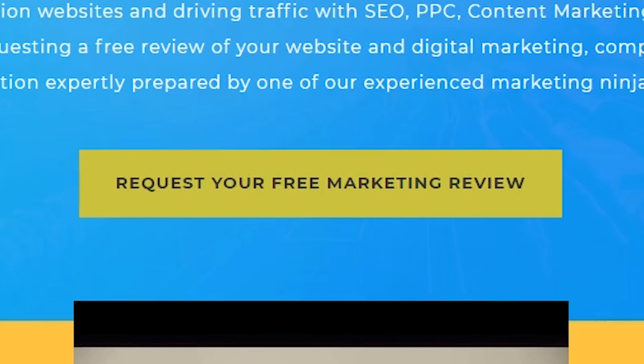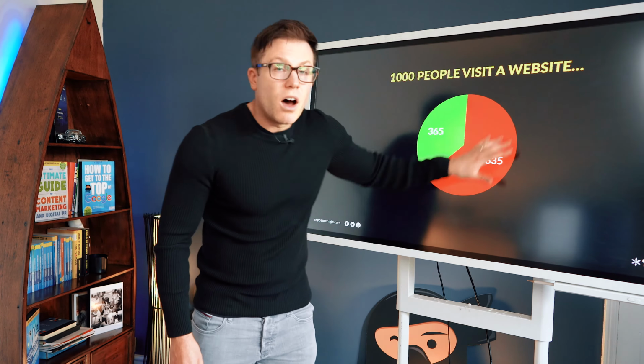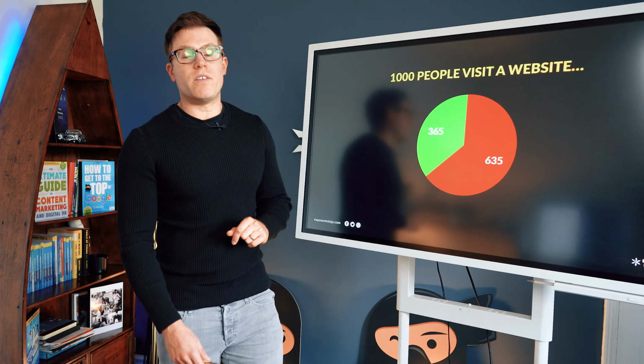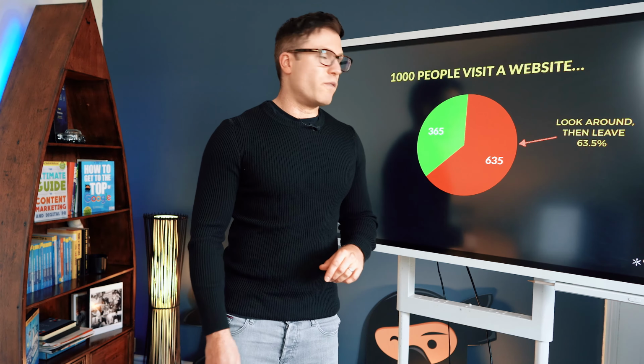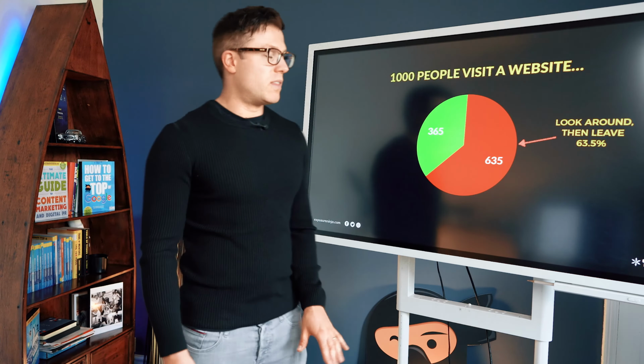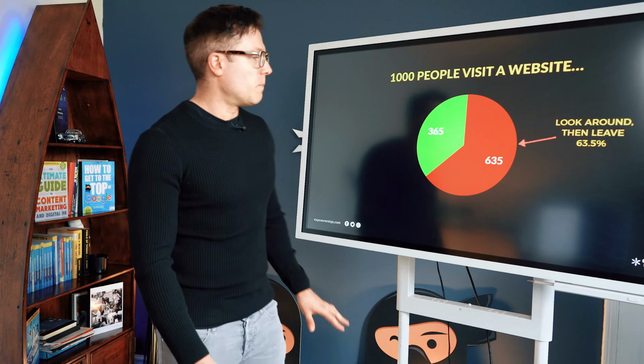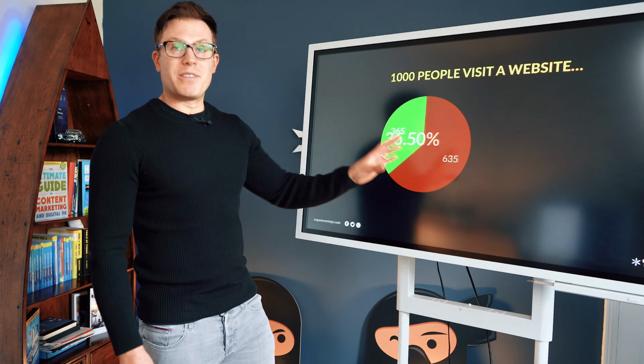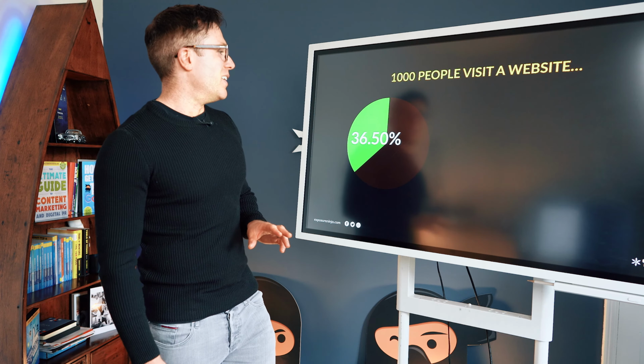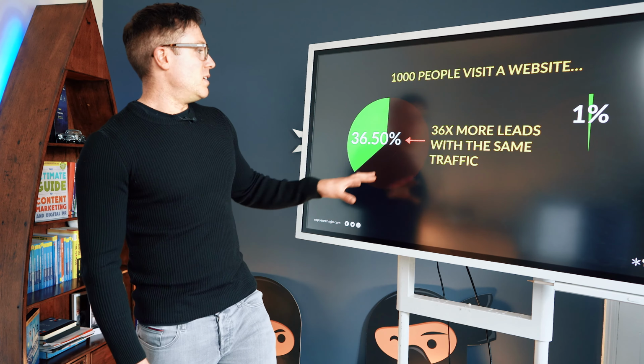Now, imagine that 1,000 people visit a page like this. What happens? Well, we've still got two groups of people. We've still got the largest group here, the 635 this time. They are the 63.5% that land on the page and don't do anything. But this time, the number of people who do take the action is right up around 36.5%. So you can imagine, just comparing the two different websites and looking at the relative performance, 36 times more leads with the same amount of traffic. So that just goes to explain why having a strong call to action on your site is so important.